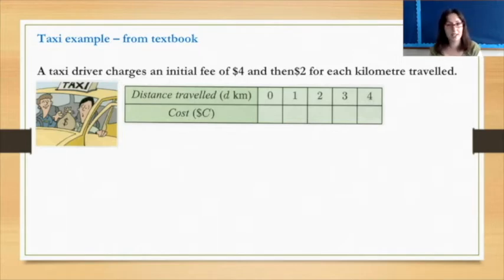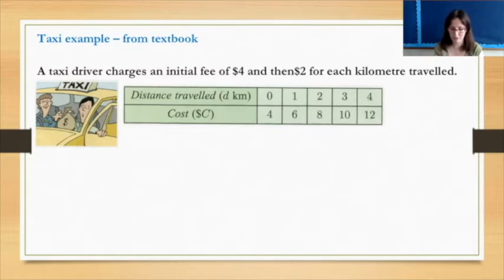So if we had to fill out that table of values, how would we fill it out? Thinking about this first one here, if we've travelled 0 kilometres, you still have to pay the taxi driver that initial $4. So you put a 4 in that box. And then $2 for each kilometre on top of that. So once you've travelled 1 kilometre, you have the $4 plus the 2, so we're up to $6. Complete your table as such.